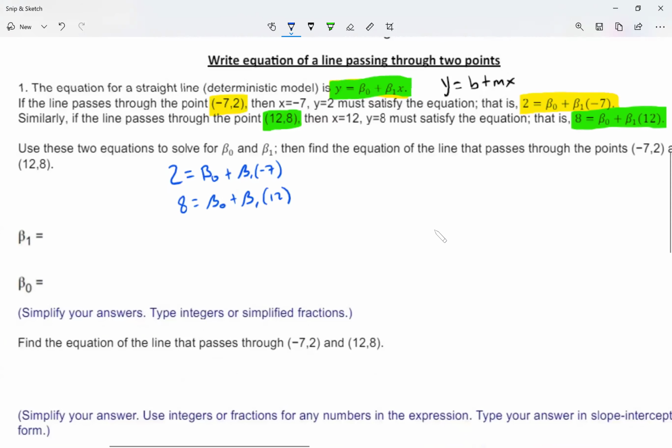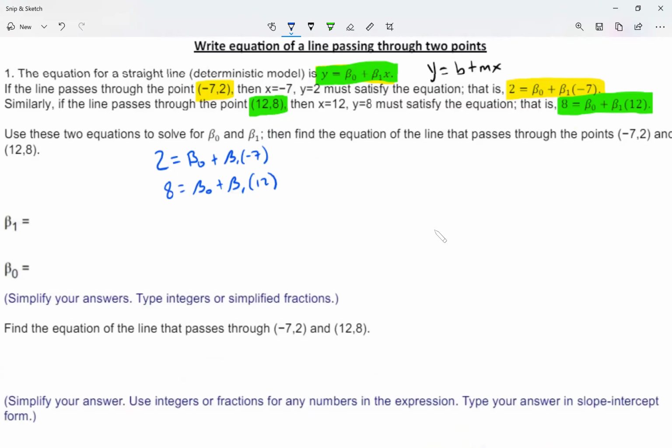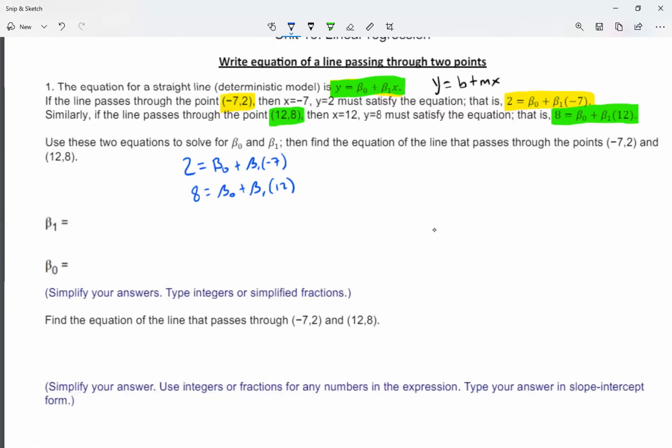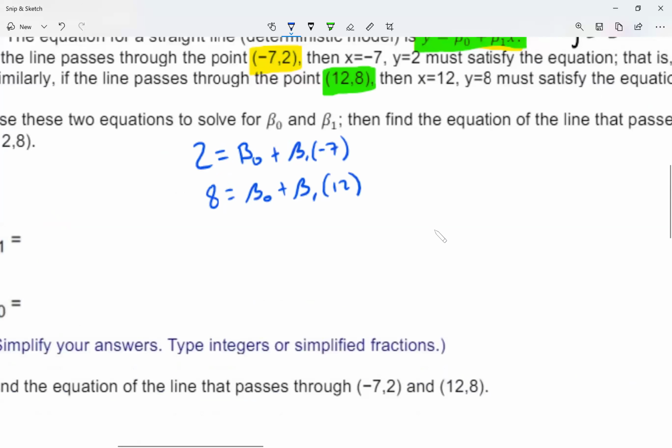Now use these two equations to solve for beta 0 and beta 1. Then find the equation of the line that passes through the points -7, 2, and 12, 8. Okay, we're going to do this the statistics way. I remember back in algebra, you guys learned systems of equations, right? When you had 2 equations and 2 unknowns. So look, I have 2 equations and 2 values that I don't know, beta 0 and beta 1.